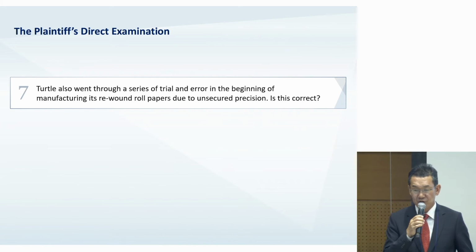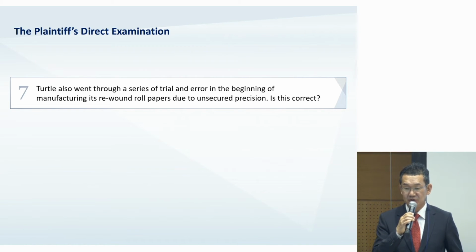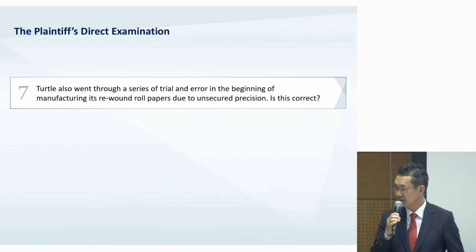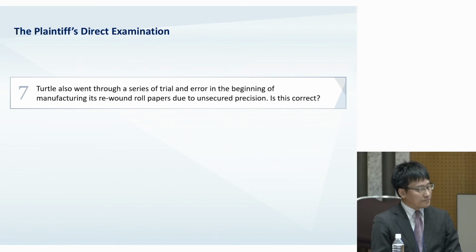My last question is, Total also went through a series of trial and error at the beginning of manufacturing its rewound roll paper due to the unsecured precision. Is that also correct? Yes. Well, that ends my questions, Your Honor. Thank you. Okay, thank you.